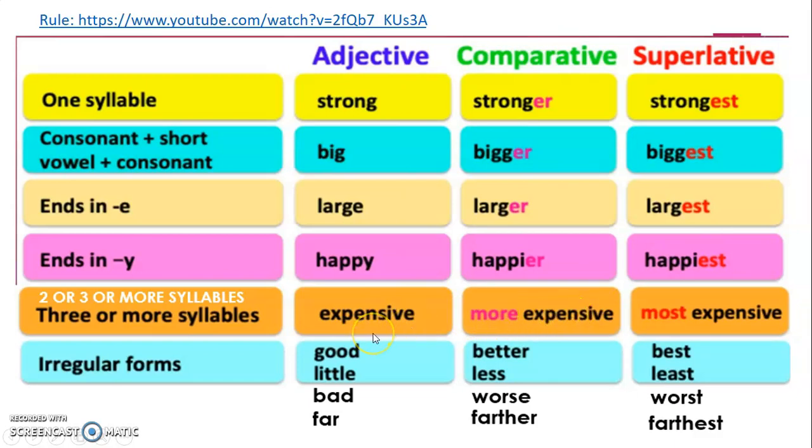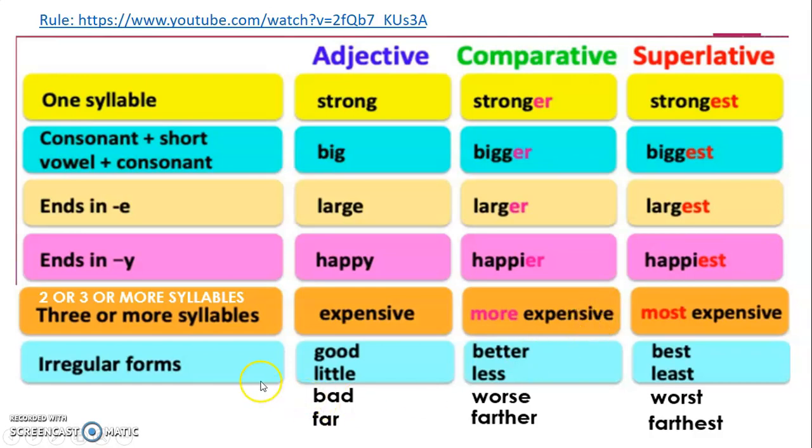I will give you another example. For example, beautiful. Beautiful. It's 3 syllables. So we don't say beautifuler. No. We say more beautiful. Another adjective, stylish. Stylish. 2 syllables. We also say more stylish.